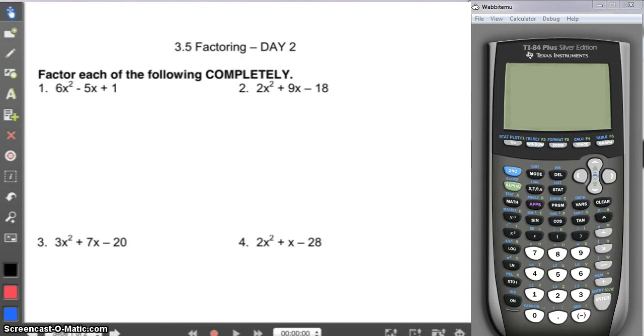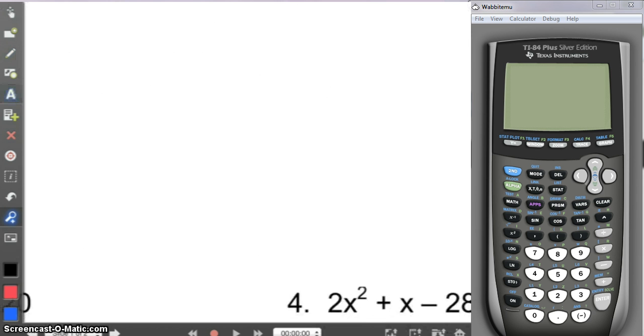Today we'll be working on factoring, and this is the second lesson in factoring, 3-5 factoring day 2. You should all have this paper, its notes, and it should be included in your notebook. I'll be doing some questions from this worksheet, and you're supposed to take notes and finish the rest of it. So let's work on number 2 together.